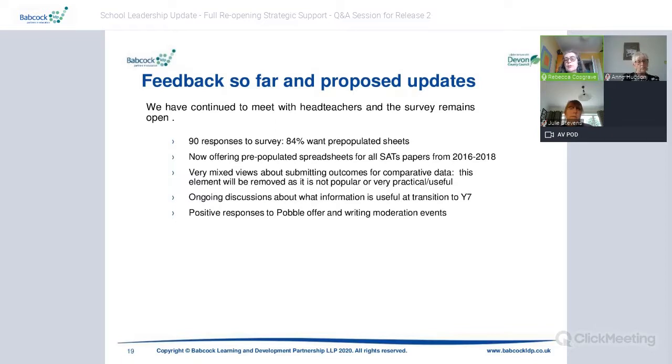What's changed is that we're now providing those pre-populated sheets for any old SATs paper from 2016 to 18. Lots of you said we don't want to be restricted to doing one, we want to do different ones. We've had a very mixed response to the idea of comparative data, and in a nutshell, we've knocked that on the head. So we will not be offering that opportunity for schools to submit data and receive comparative data back, because it's just not valid or useful. So we're not doing that.